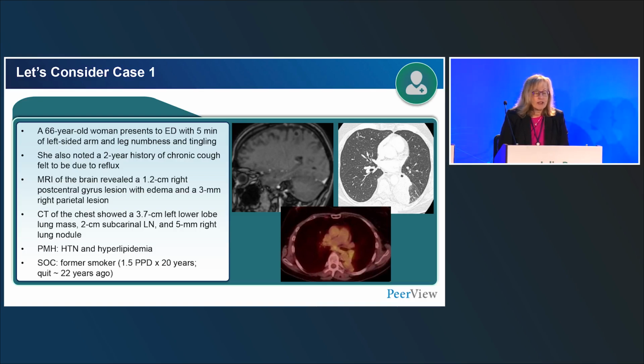And the MRI of the brain in the emergency room revealed a 1.2 centimeter right postcentral gyrus lesion with edema and a 3 millimeter right parietal lesion as well. They did do a CT of the chest that showed a 3.7 centimeter left lower lobe lung mass, as well as subcarinal adenopathy, as well as some right lung nodules, the largest being 5 millimeters on the right. Her other history: she has a history of hypertension and hyperlipidemia, and she was a former smoker, smoked about a pack and a half for about 20 years, but quit 22 years ago.